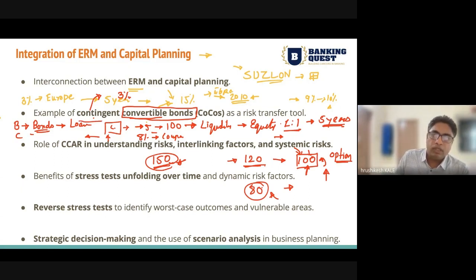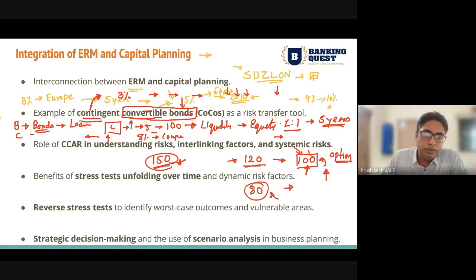Let's say if there's a recession, if there is a depression, what is the definition of depression? Three consecutive reductions in GDP is called depression. One reduction in GDP is called recession. So depending upon the contingency or depending upon the future uncertain event, when you convert your bond into equity share, it is called a contingent convertible bond.